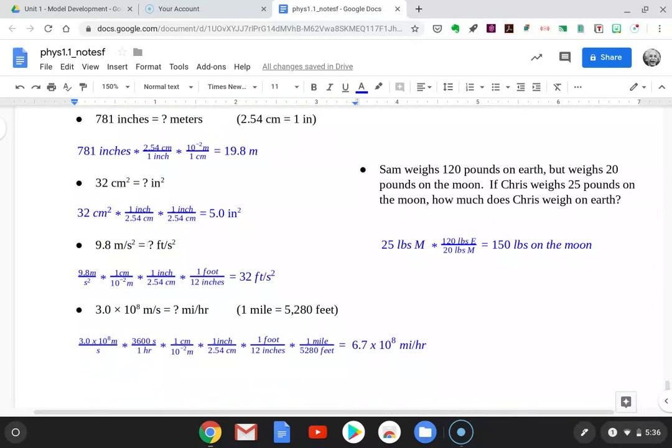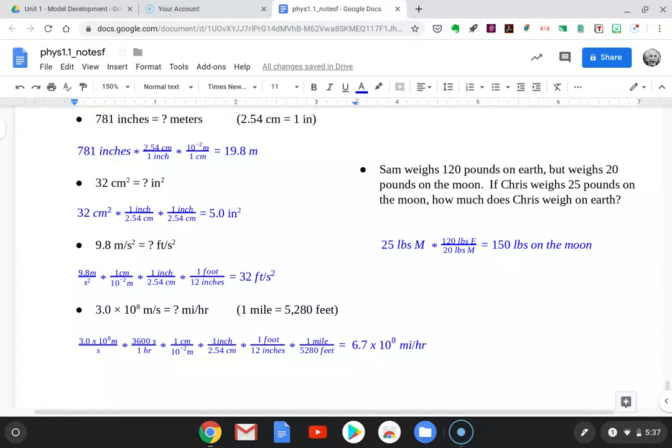9.8 meters per second squared is equal to how many feet per second squared? So I've got 9.8 meters over 1 second squared. And so it looks like I'm changing my meters to feet. My second squared is staying the same. So I know that 1 centimeter is 10 to the negative second meters. My meters would cancel. I'd be at centimeters per second squared there, so I'm not quite there yet.